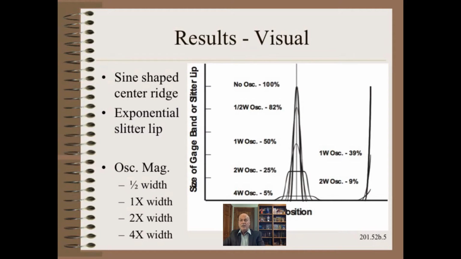The results of the model are exactly what you might expect. As the oscillation stroke increases, the effective width of the defect area increases. Thus, in a very real sense, we are trading off an increase in the affected area for a decrease in maximum severity.